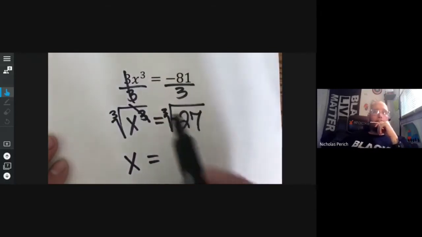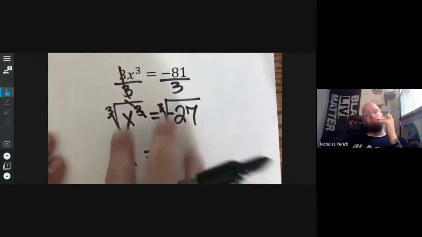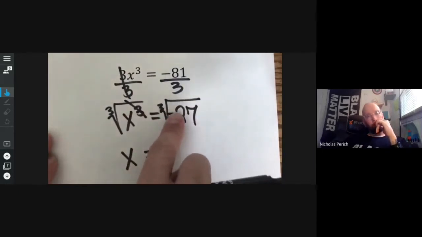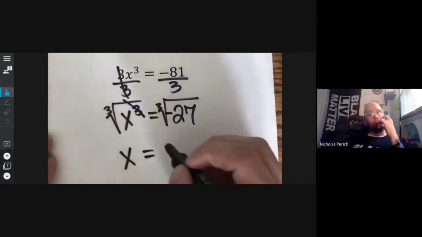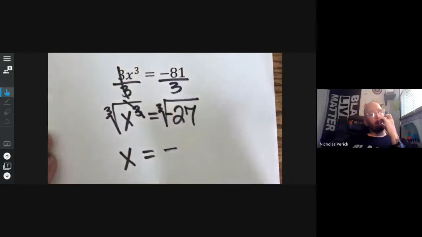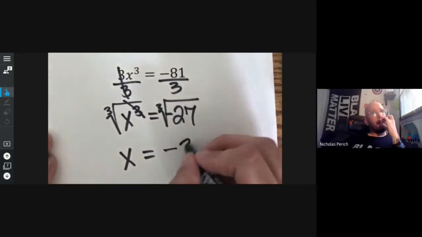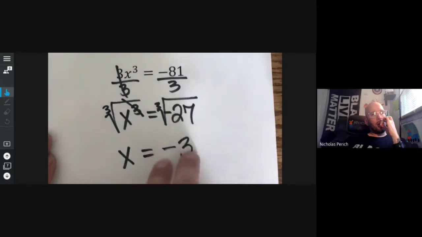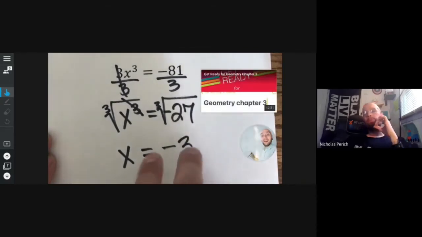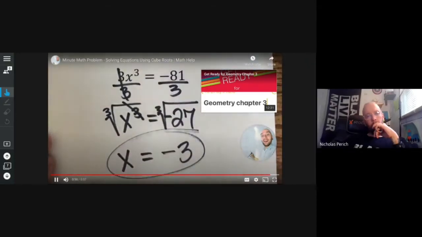Now, what cube root means is what times itself gives me that number. In other words, what times what gives me negative? Well, a negative times a negative times a negative gives me a negative. And what times what gives me 27? 3. 3 times 3 is 9, times 3 is 27. So negative 3 times negative 3 is positive 9, times negative 3 again is negative 27. My answer is negative 3.